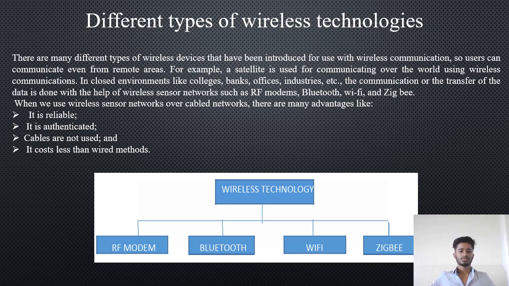When we use wireless sensor networks over cable networks, there are many advantages: it is reliable, it is authenticated, cables are not used, and so on. You can look at this picture here. This is wireless technology. We have four kinds of wireless technology. The first one is RF modem, then Bluetooth, Wi-Fi, and Zigbee.